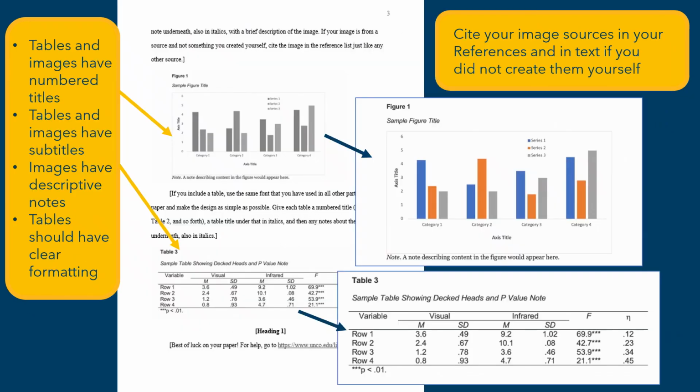If you include tables and images in your paper, use figure and table headings, Figure 1, Table 1, and so forth, a descriptive title, and for images, a note underneath about the image. Notes are optional for tables. Make sure your tables have clear and simple formatting.